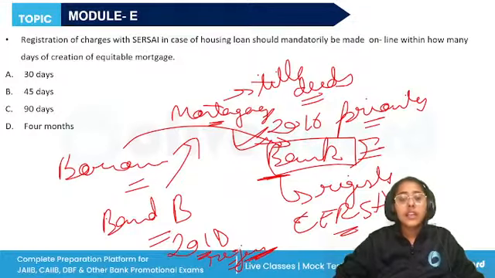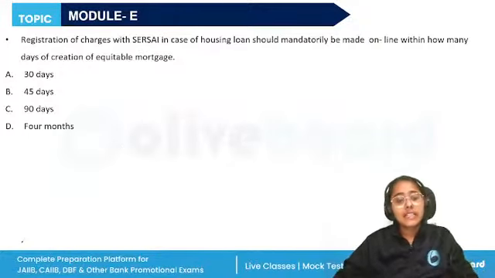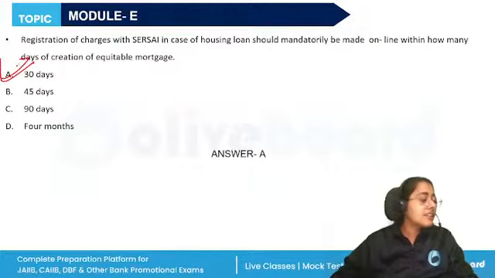So the question asks us, in the case of housing loan, the registration of charges with SARSAI should mandatorily be made online within how many days of creation of equitable mortgage? Option A 30 days, option B 45 days, option C 90 days, or option D 4 months. So the correct answer is within 30 days the charge has to be registered. And SARSAI also says that if the customer is not getting the charge registered, it will be the responsibility of the bank to get it registered. Then all the charges that are paid or the fees that are prescribed will be recovered from the customer.